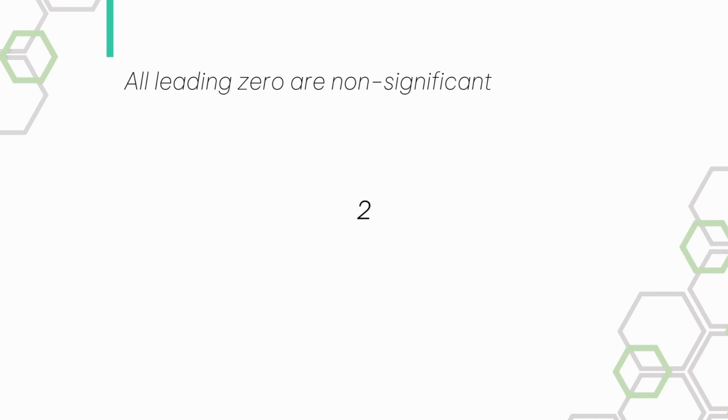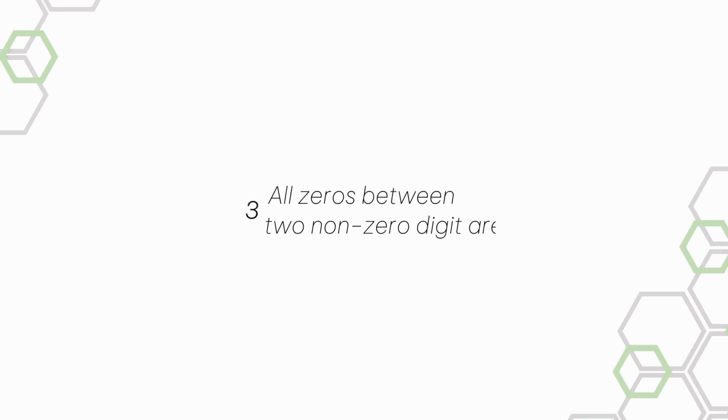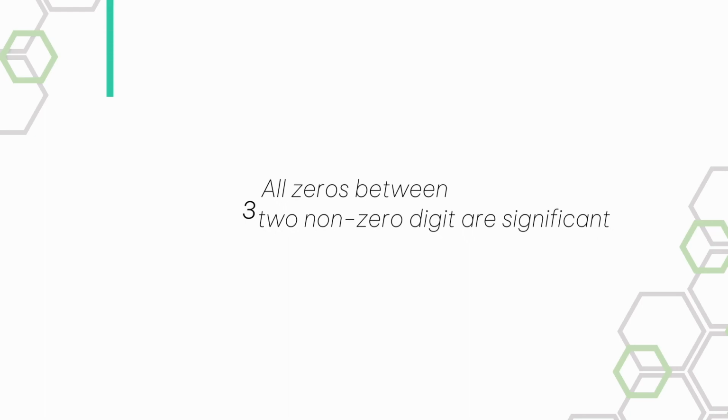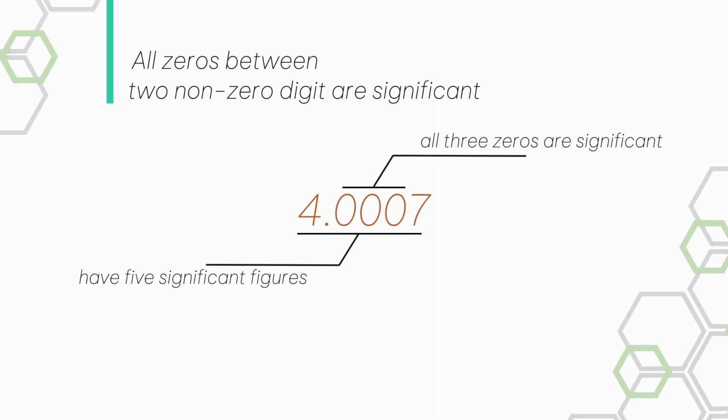Second rule, all those zeros that precede the first non-zero digit are non-significant. Like in this number, all the zeros before digit 7 are non-significant. So there are only 2 significant figures in this number. The third rule says that all zeros between 2 non-zero digits are significant. As in this number, all the zeros between 4 and 7 are significant. So there are a total of 5 significant figures in this number.